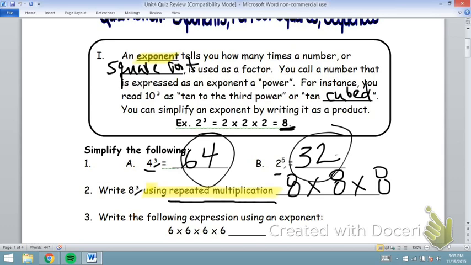Now, vice versa, number 3 wants you to write this expression that's written using repeated multiplication using an exponent. So all you need to do is identify which number is going to be your base number, which is the number you're multiplying, which in this case is 6. And then you count how many times you're multiplying that number by itself, and that's your exponent. So you have 1, 2, 3, 4. So the expression will be written as 6 to the 4th power using an exponent.